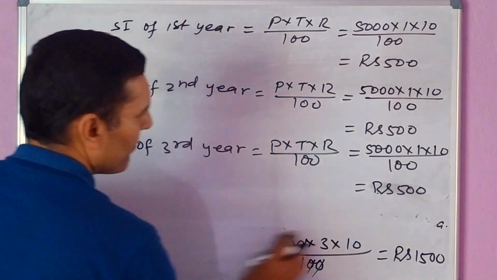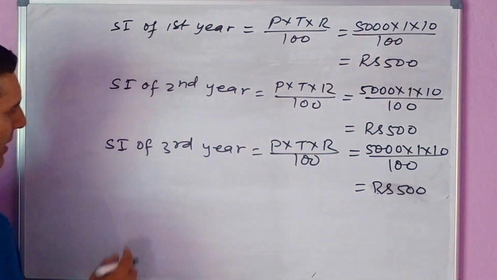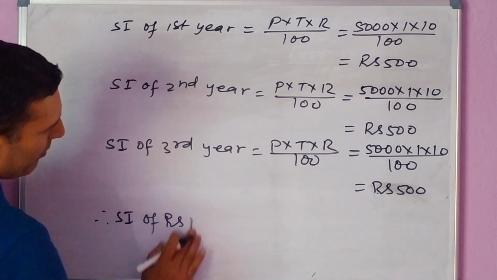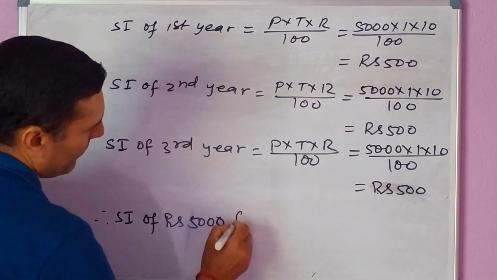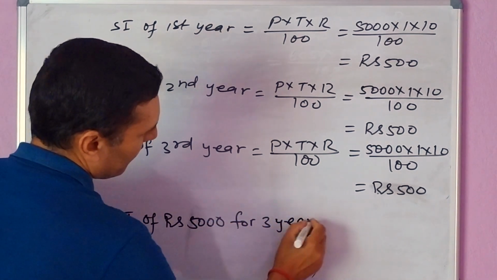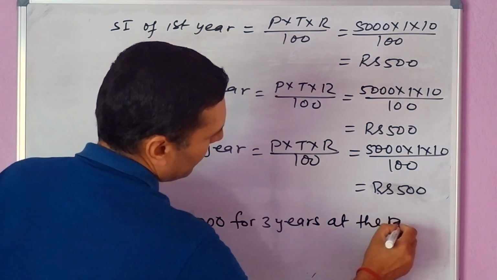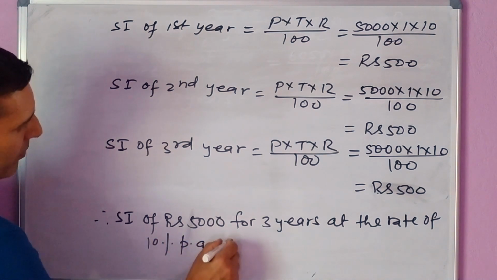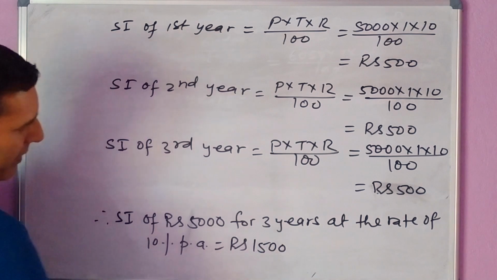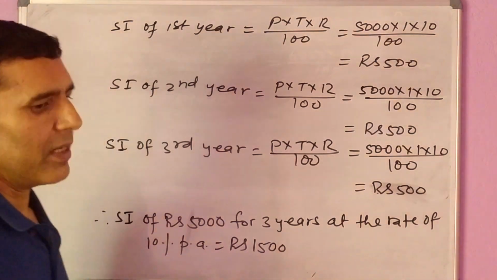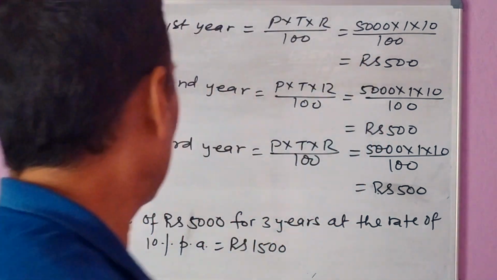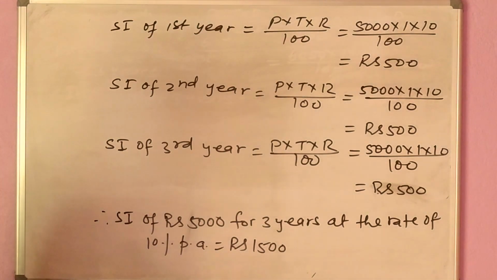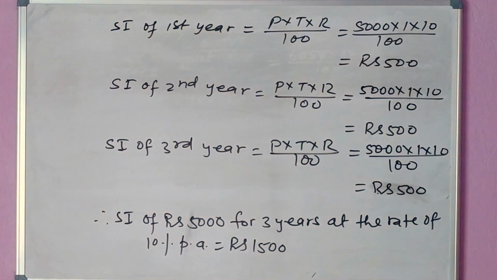So therefore, the simple interest of rupees 5,000 for 3 years at the rate of 10% per annum is rupees 1,500. So in this way, the compound interest and simple interest are different for the same principal, same rate and same time period. Okay, the same thing I want to explain in Nepali at once.